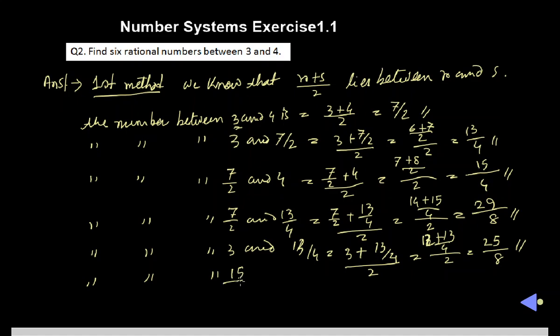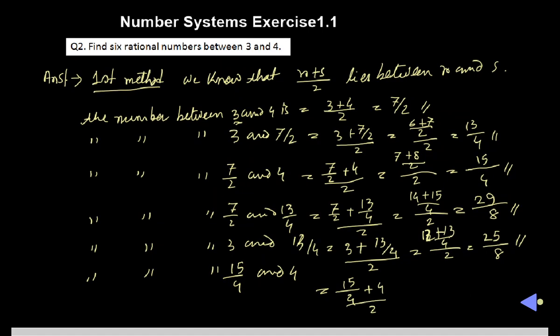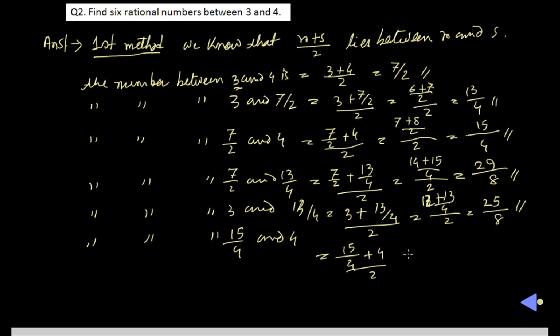15 by 4, that value, and 4, the last value, and 4. So how much? So again 15 times 4 plus 4 divided by 2. Okay, now it is feasible.